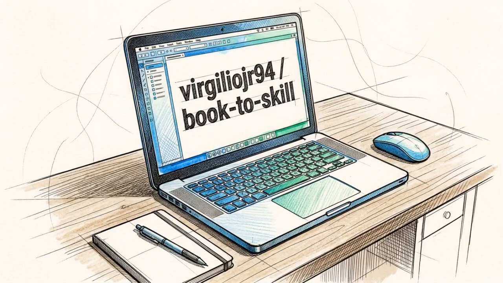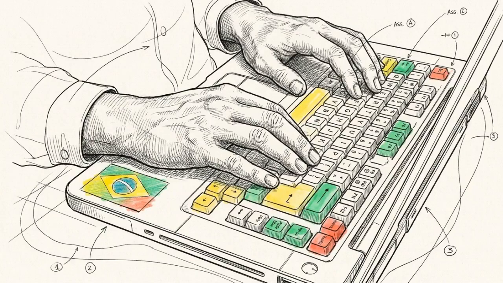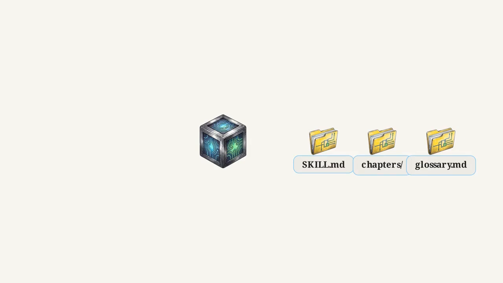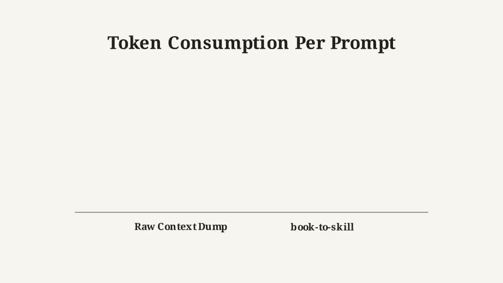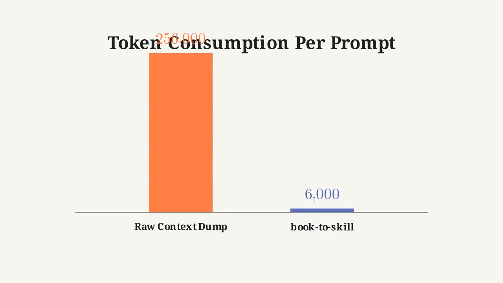The open-source book-to-skill utility resolves this exact bottleneck. Built by an independent site reliability engineer, the tool operates as a local compiler. It transforms unstructured technical prose into a modular, on-demand reference pool. A raw context dump consumes up to 256,000 tokens per prompt. The book-to-skill method answers the exact same query using roughly 6,000 tokens.